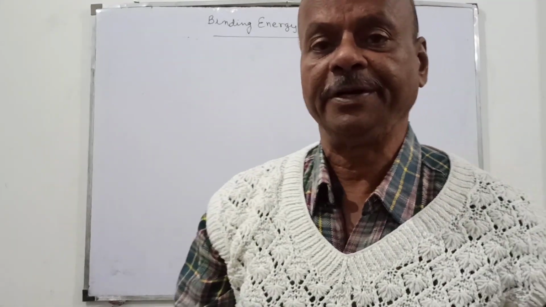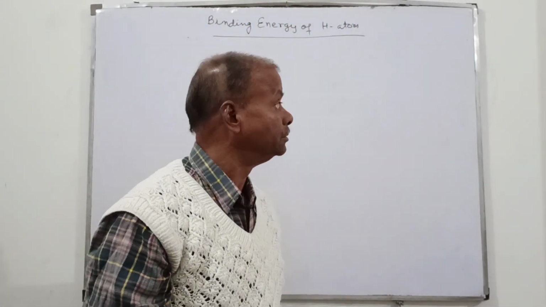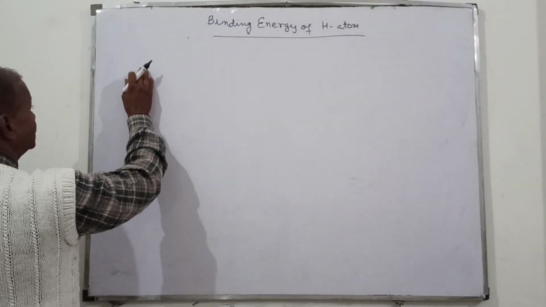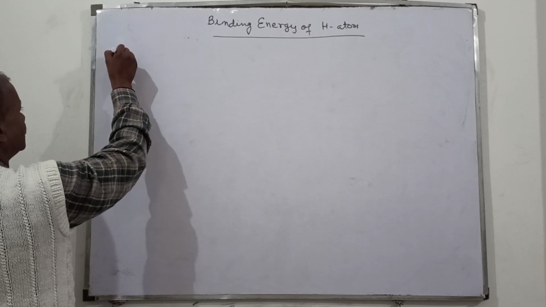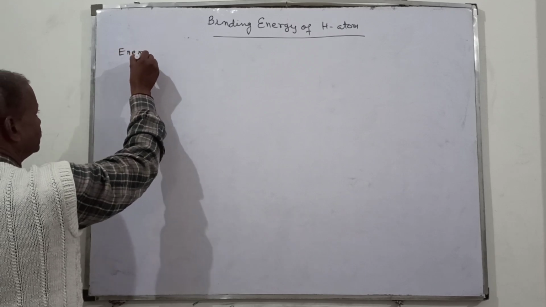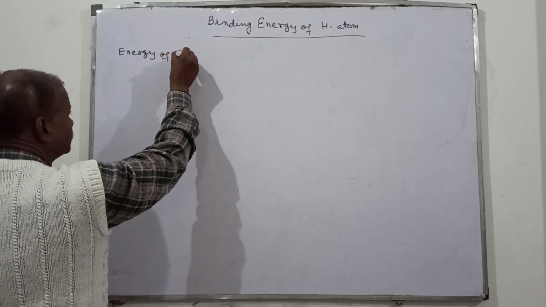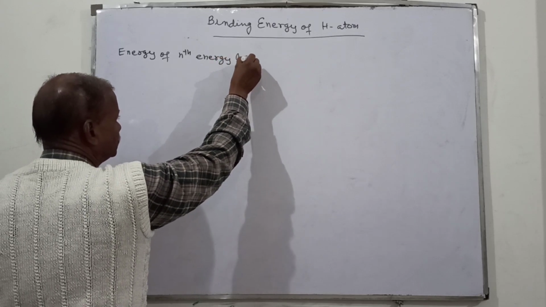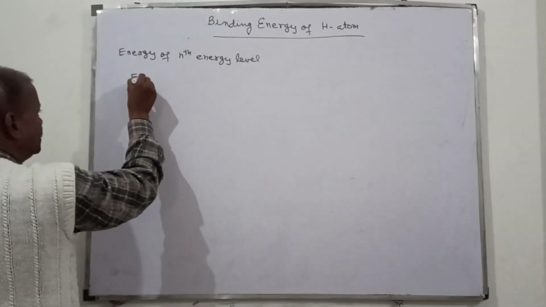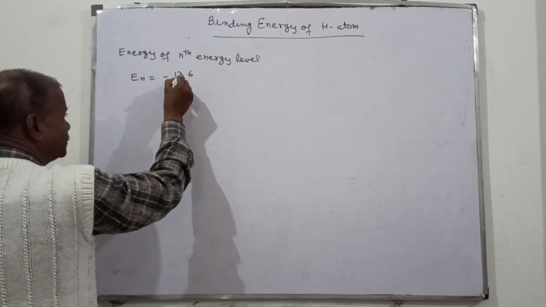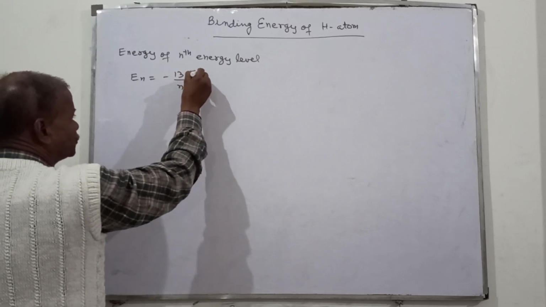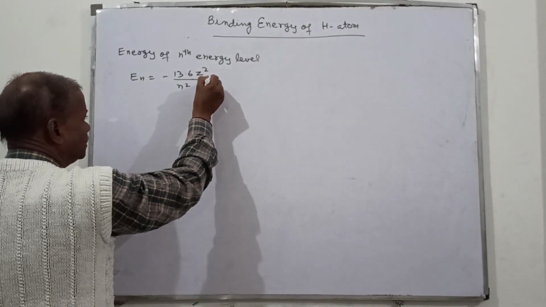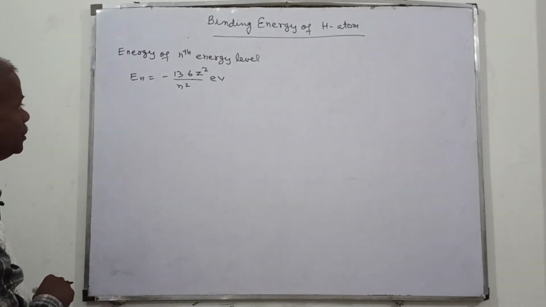We will discuss the binding energy of the hydrogen atom. We know that the hydrogen atom has only one electron, and that it is found in the ground state. So the energy of the nth energy level, En, is equal to minus 13.6 Z square upon N square electron volt.